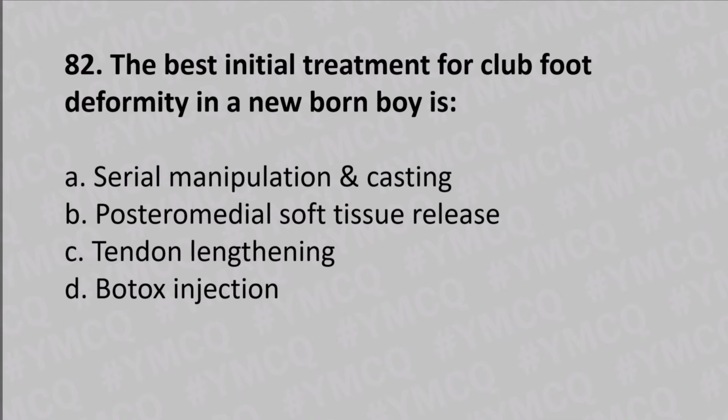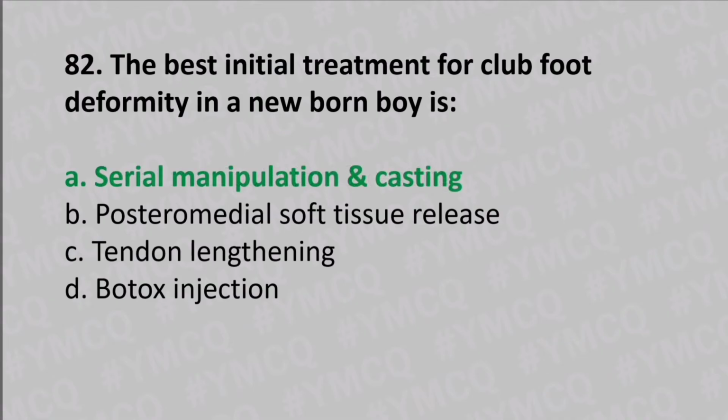Option B, posterior medial soft tissue release. Option C, tendon lengthening. Option D, Botox injection. And the answer is Option A, serial manipulation and casting.